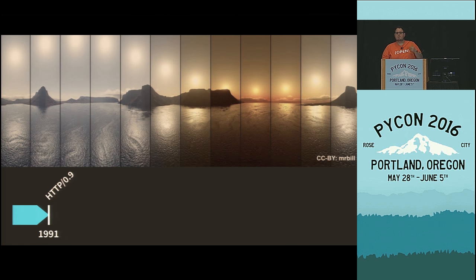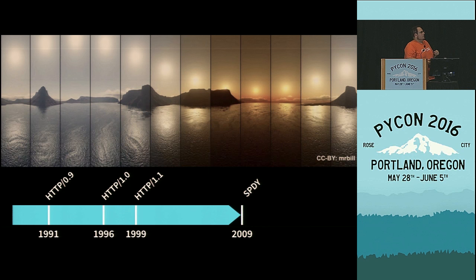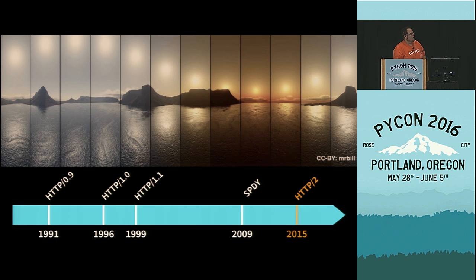HTTP has been around for a while. 0.9 came out in 1991, followed 5 years later by HTTP 1.0. 3 more years later, they said, we did everything wrong, let's tweak it, and we got HTTP 1.1. And this is the current state of the web. In 2009, the Google folks, Chrome, said, that's not good enough, we're going to create something better, and they created SPDY. And then just last year, 2015, based on SPDY, the IETF working group created HTTP 2.